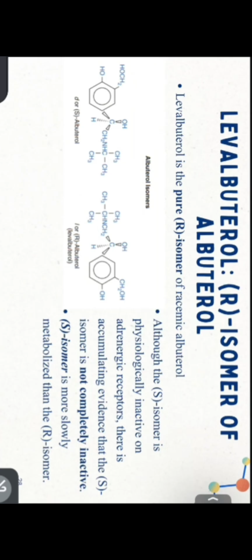Levalbuterol, the R isomer of albuterol. Levalbuterol is the pure R isomer of racemic albuterol. Although the S isomer is physiologically inactive on adrenergic receptors, there is accumulating evidence that the S isomer is not completely inactive. So, what they used to say is that the S isomer is physiologically inactive, that it does nothing and has no effect on our body.